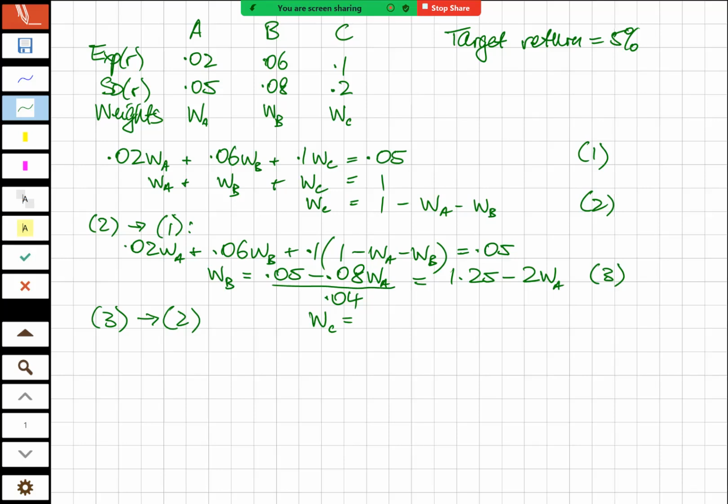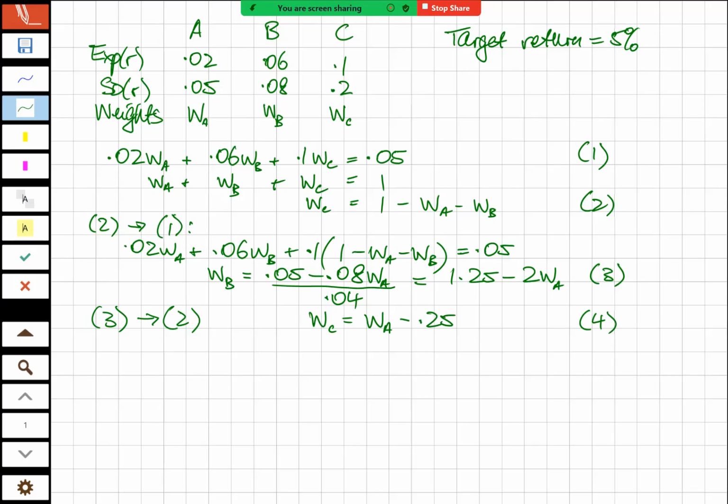Then we find that WC equals, actually I'll turn this around, WC equals WA minus 0.25. We'll call that equation 4. So we can express weights WB and WC both in terms of WA, and that becomes most useful when we actually consider the portfolio variance.